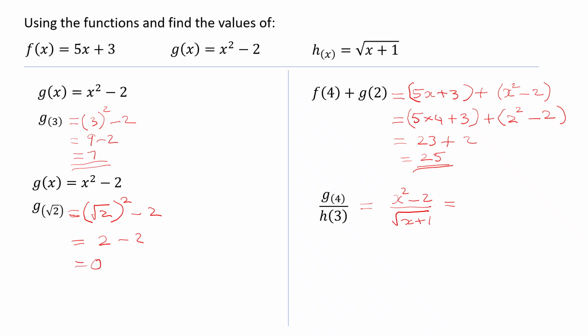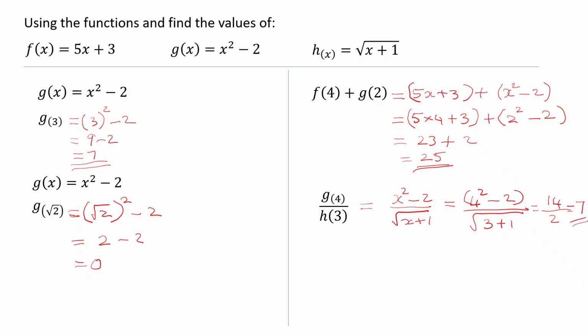Okay. So g(4). Wherever x is there, put 4. So 4 squared minus 2, divided by the square root for h(3). Wherever x is there, put 3. So 3 plus 1. Sorry, 4 squared is 16 minus 2, 14, divided by 3 plus 1, 4. Square root of 4 is 2. So 14 divided by 2, which is 7.